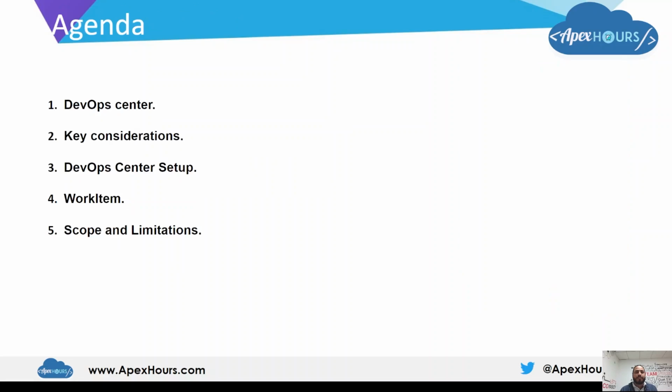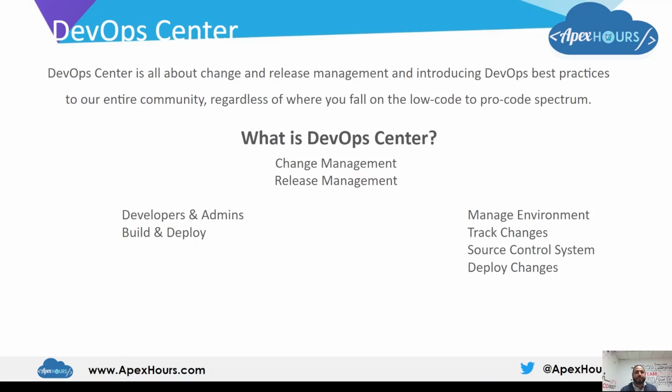So today we're going to talk about Salesforce DevOps Center, the key consideration, DevOps Center setup, and also work item, and we'll be showcasing the scope and limitation. The DevOps Center is a change management and release management tool, which is natively offered by Salesforce and governed by Salesforce only. It allows developers and admins to build the Salesforce application and deploy the same. It gives a point and click interface, which makes it easy to manage the environment, track the changes, integrate the source control system, and deploy the Salesforce application.